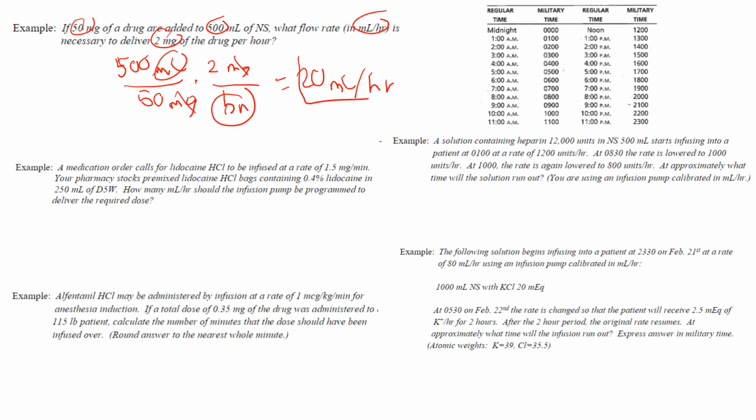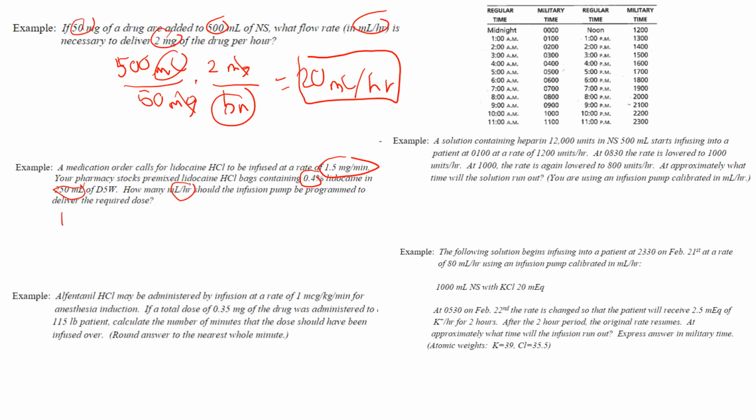Not too bad. For this next one, lidocaine infused at 1.5 milligrams per minute, 0.4% lidocaine solution in 250 milliliters of D5W. How many milliliters per hour should the infusion pump be programmed to deliver this required dose? So again, we want milliliters per hour. So we'll definitely want milliliters in the numerator here at some point. Alternatively, we could also just make sure our time is in the denominator. I think I want to do that instead.